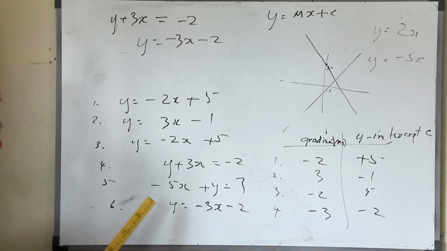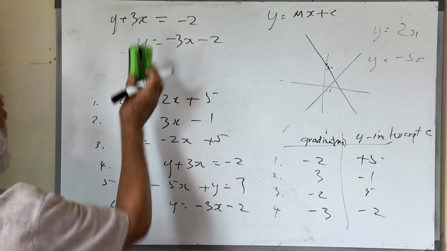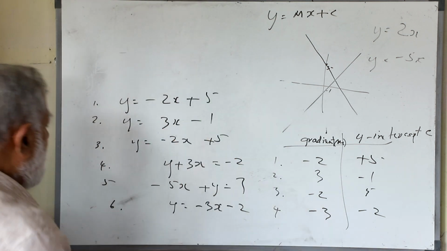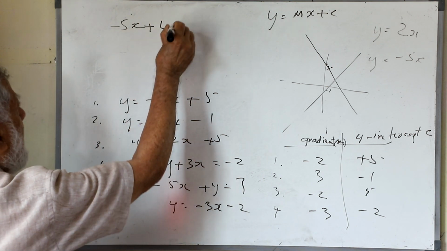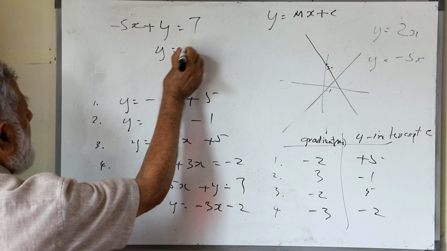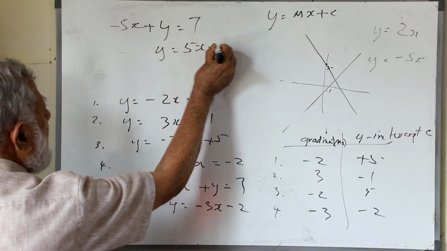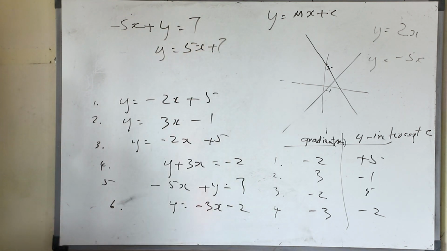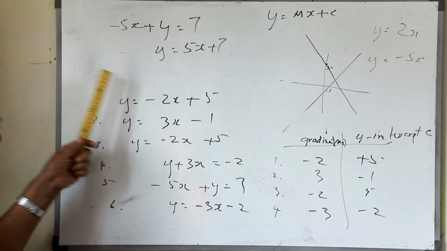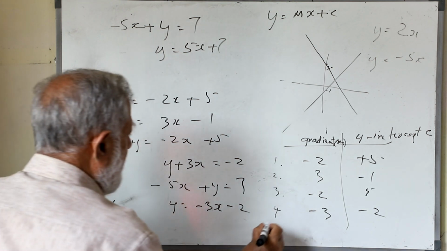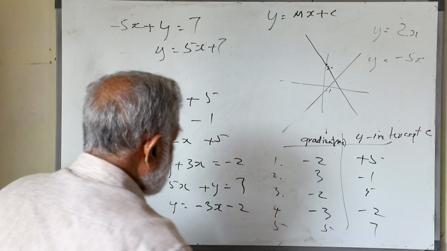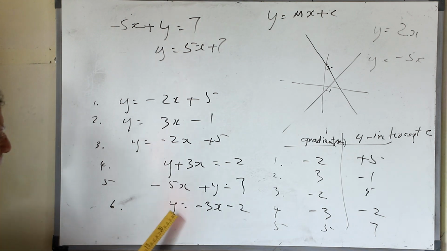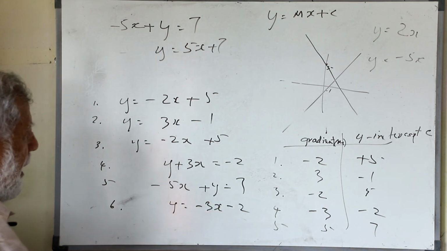Then the fifth one, also we have to bring it into the form y is equal to mx plus c. So minus 5x plus y equals 7, so y is equal to 5x plus 7. So the fifth one, the gradient is 5 and the y-intercept is 7. And the sixth one is easy, y is equal to minus 3x minus 2.